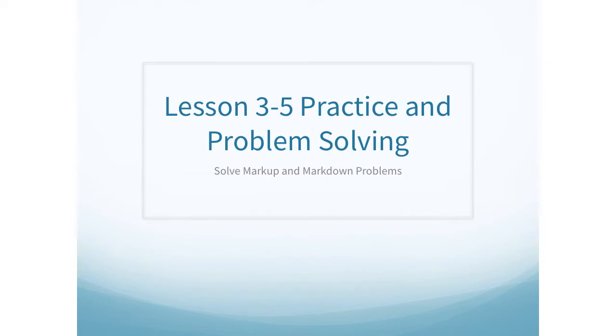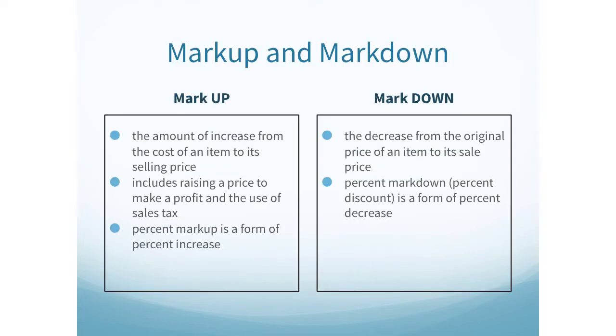Lesson 3.5 is going to be going over markup and markdown problems. These are going to be very similar to the percent increase and percent decrease that we did in lesson 3.4. Markup and markdown. Markup is the amount of increase from the cost of an item to its selling price. This would include how a store raises a price to make a profit, but also how sales tax increases a price to what we have to pay.